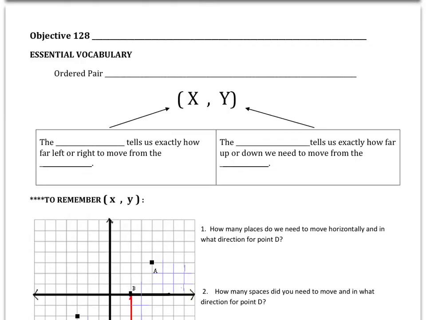Hello mathematicians, today's objective is the second one of Unit 5. Today's objective is students will be able to plot ordered pairs. This should be review from middle school, if not even before then.